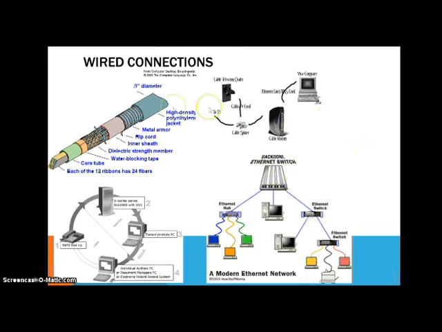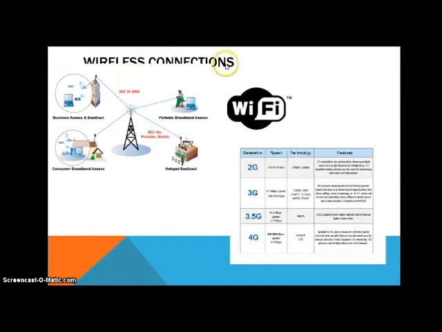So basically, these are just the main kinds of wired connections. Wireless connections. There are three main types of wireless connections.